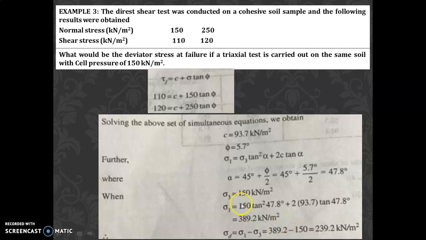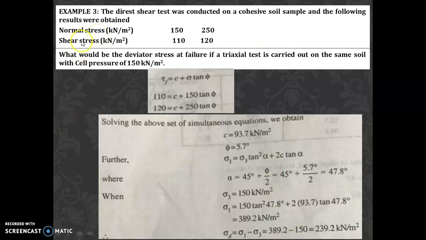Okay, we now have values of sigma 1 and sigma 3, so I have to calculate the deviator stress. Deviator stress is equal to sigma 1 minus sigma 3. Sigma 1 is 389.2 minus sigma 3, which is 150. So we will get 239.2 kilonewton per meter square. Like this you can calculate the deviator stress.